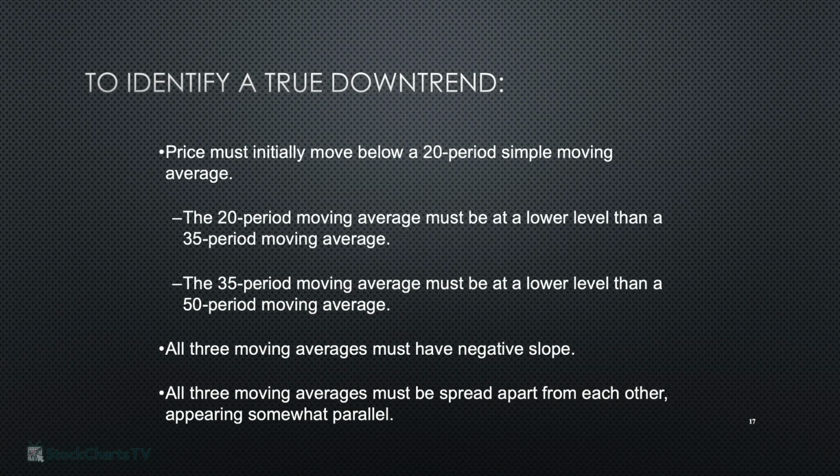I need price underneath the 20-day or 20-week or 20-month, depending upon what time frame I'm looking, moving average. The 20 needs to be beneath the 35. The 35 needs to be beneath the 50. All three moving averages having negative slope, or again, the 20 and 35 at least having negative slope, and the 50 looking like it's getting there. And all three looking somewhat parallel to each other.